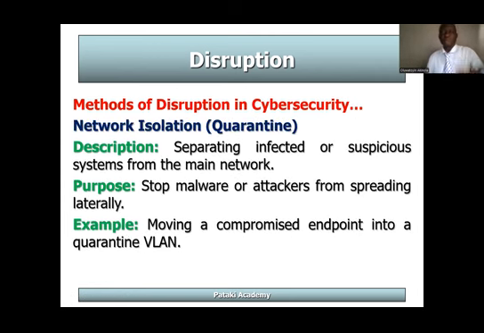Another method of disruption is network isolation, that is, quarantine. The description of this is to separate infected or suspicious systems from the main network. The purpose is to stop malware or attackers from spreading laterally. Example: moving a compromised endpoint into a quarantine VLAN.